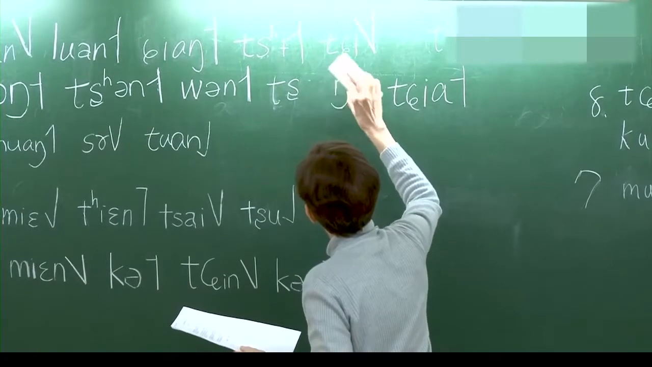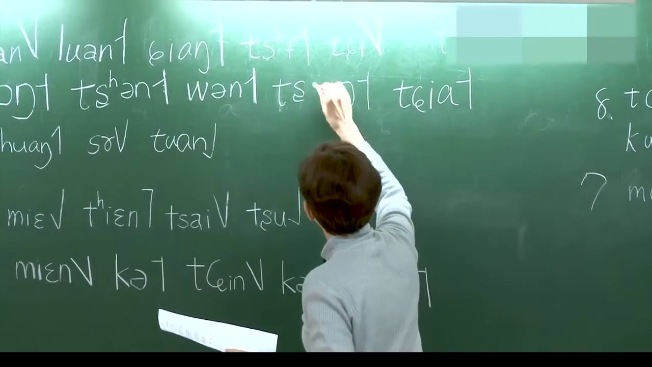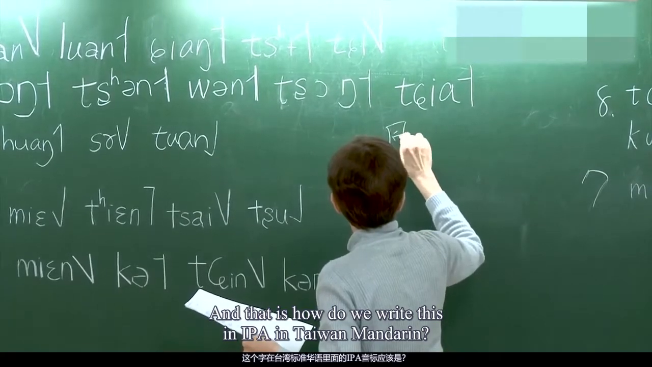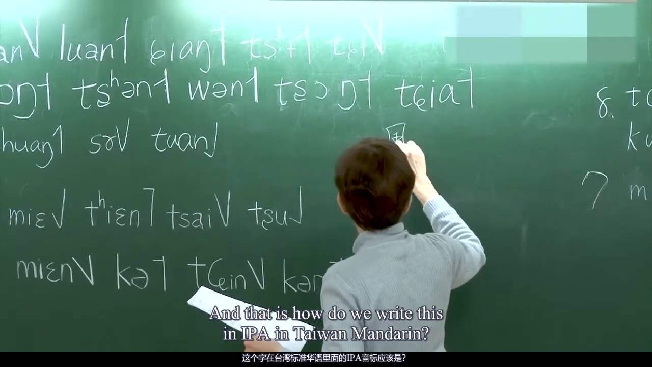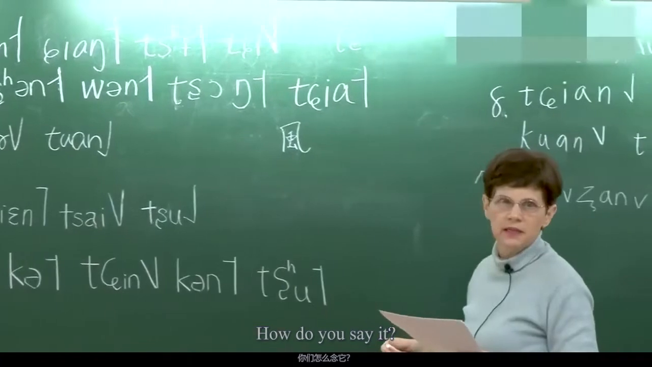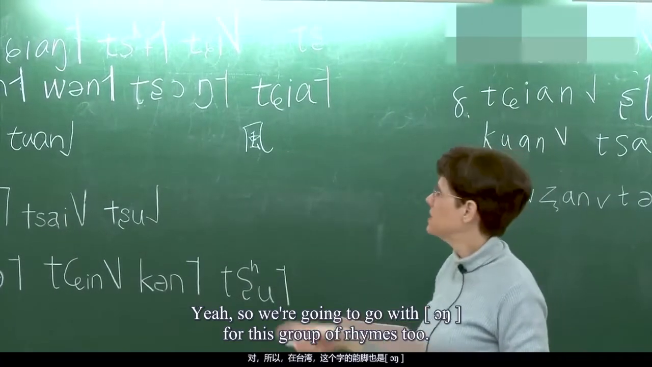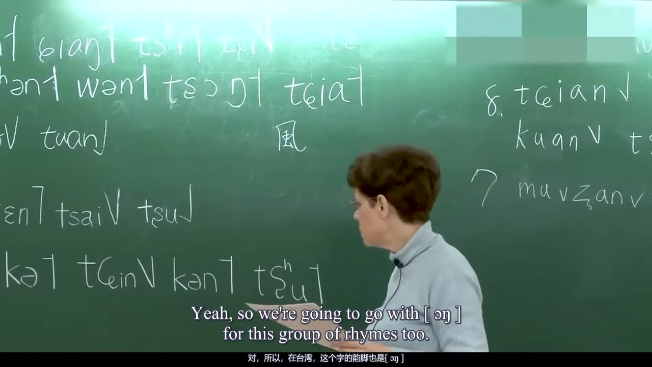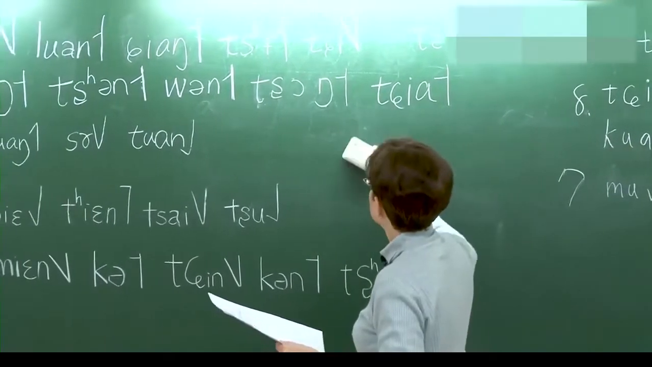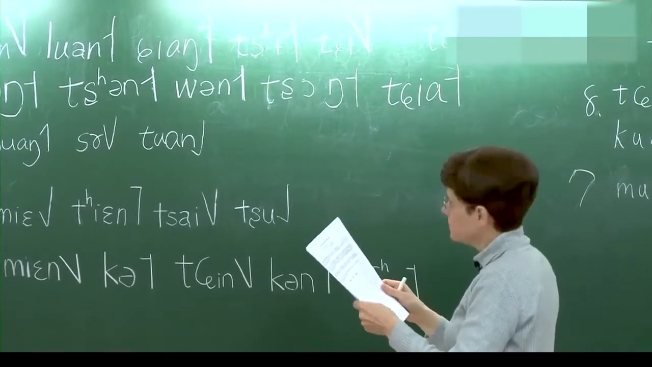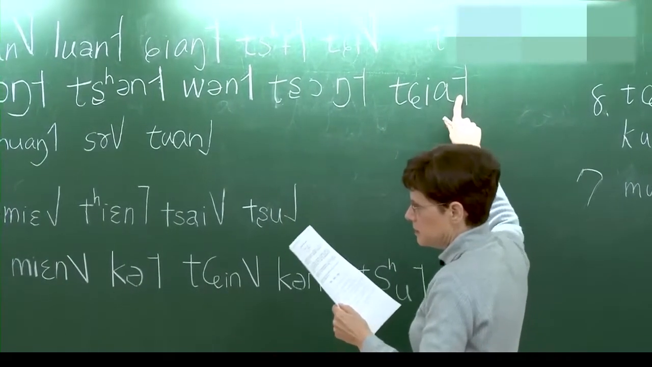Zhong. Where we're going to have problems is, how do we write this in IPA, in Taiwan Mandarin? How do you say it? But how do they say it in Beijing? Feng. Yeah. So we're going to go with ong for this group of rhymes too. That will be different from Beijing Mandarin. Okay, zhong. And then, go ahead.